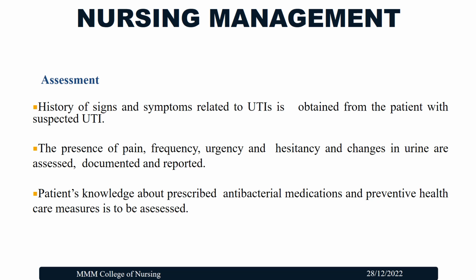And nursing management. You should assess first. A history of signs and symptoms related to UTI is obtained from the patient with suspected UTI. The presence of pain, frequency, urgency, and hesitancy and changes in urine are assessed, documented, and reported. The patient's knowledge about prescribed antibacterial medications and preventive healthcare measures is to be assessed. So these are all the things we should assess first.